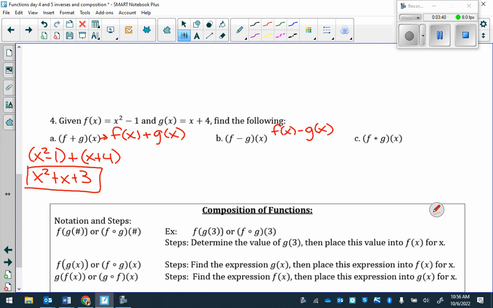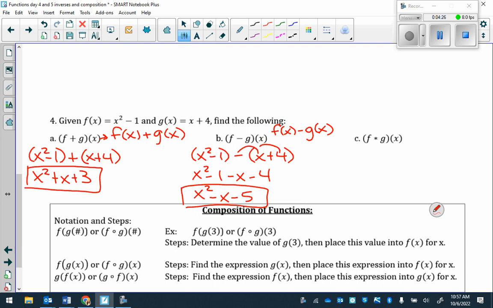So all of these, we're not inputting a number at all. So we're going to end up with an expression. But above, we inputted a number, ended up with a number. Here, we are taking x squared minus 1 minus x plus 4. Before I combine, what do you have to do first? Distribute the negative. So we have x squared minus 1 minus x minus 4. So you have to distribute the negative all the way through. So you have x squared minus x minus 5.